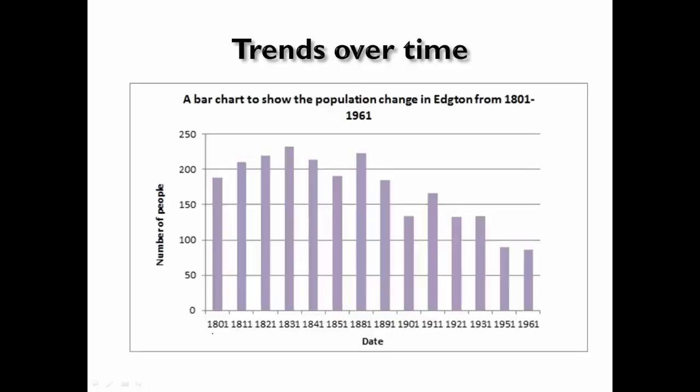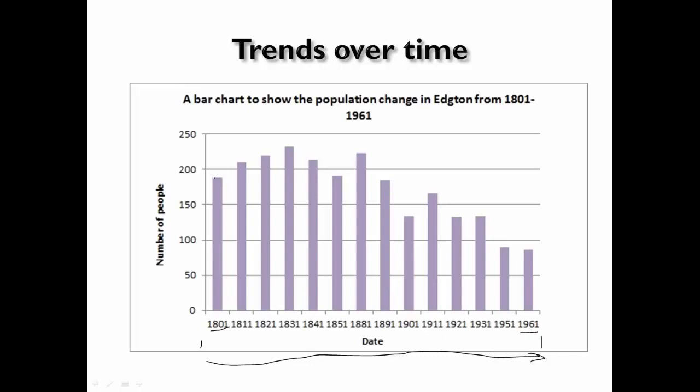So this isn't a line graph, it's a bar chart, but because we can see here that there is a timeline going from the past to a later date in the past, so from 1801 to 1961. They want you to identify what the general trend was from 1801 to 1961.